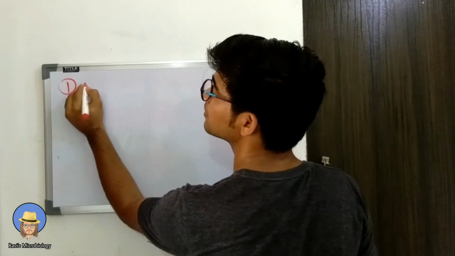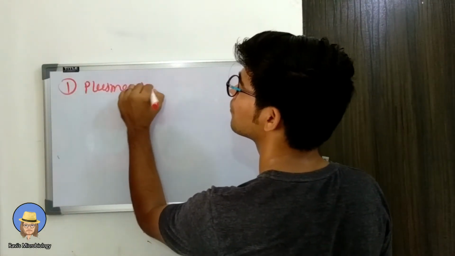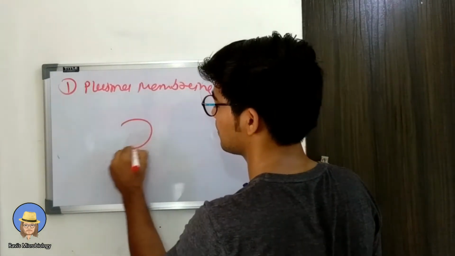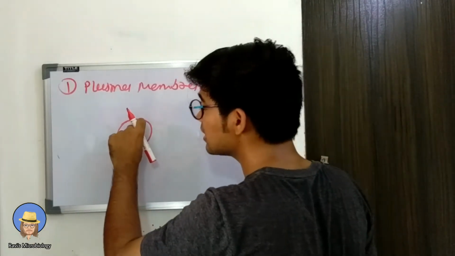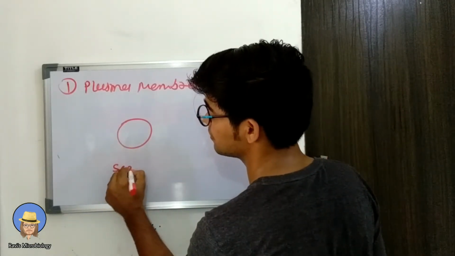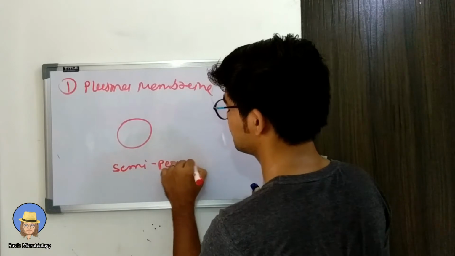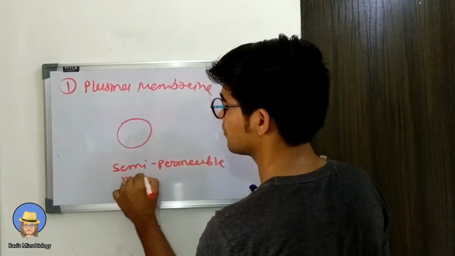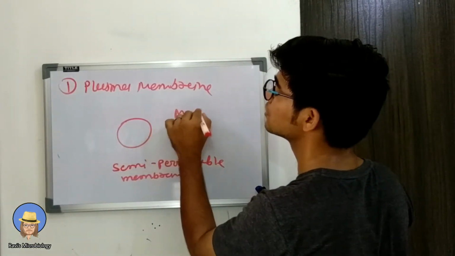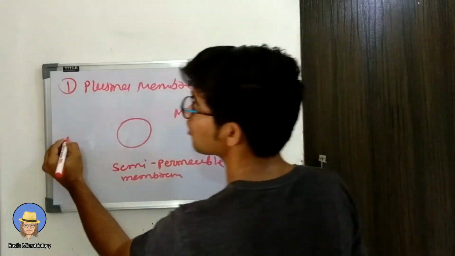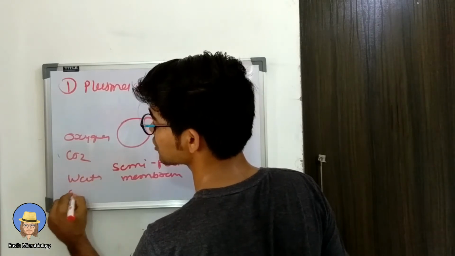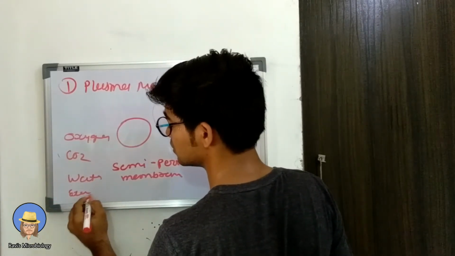The first is the plasma membrane. It lies outside the cell and separates the cell organelles from the outer environment by a separate layer. It is a semi-permeable membrane, which gives permission to different types of molecules to go in and out, like oxygen, CO2, water, excretory molecules, and nutrients.